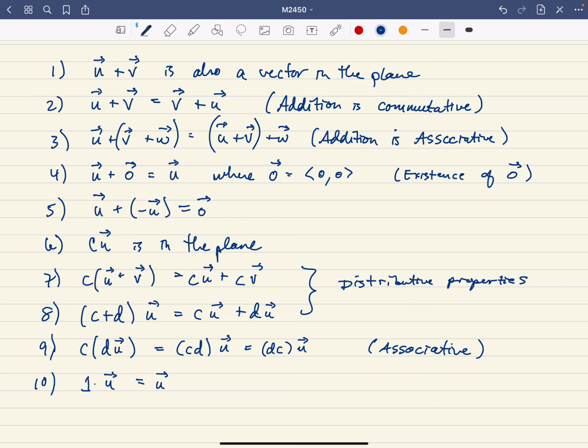And then the last property is that if you take any vector and you scale it by 1, meaning that you multiply it by the real number 1, you're not changing the vector. You're multiplying it by 1, you're scaling it. It's not actually changing any length. It's not changing direction. You just get back the original vector u. Okay, so these are the 10 properties that vectors enjoy.